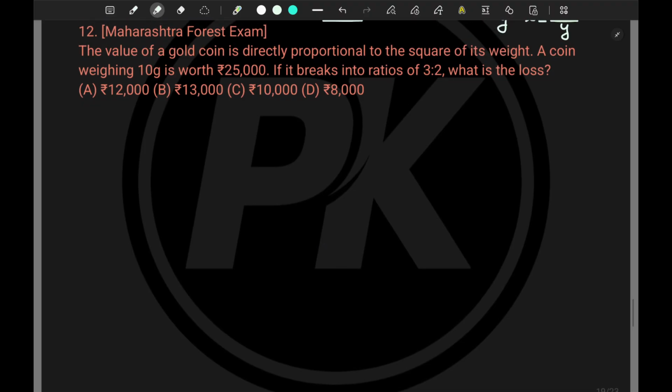Now this problem was asked in the Maharashtra Forest Exam. So this is a very interesting problem. The value of a gold coin is directly proportional to the square of its weight. So what it is saying, let's say the value is V, and let's say the weight of the coin is W. The first statement is the value of a coin is directly proportional to the square of weight. That means value is equal to the proportionality constant into the square of weight.